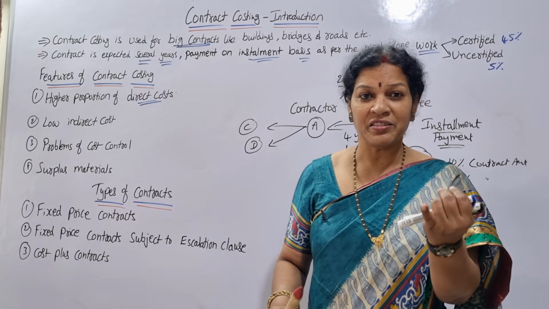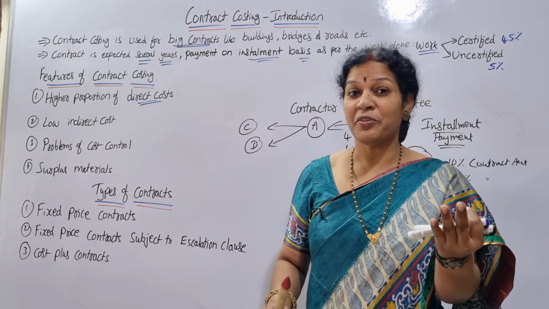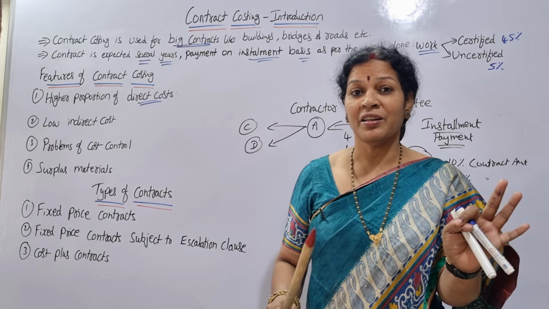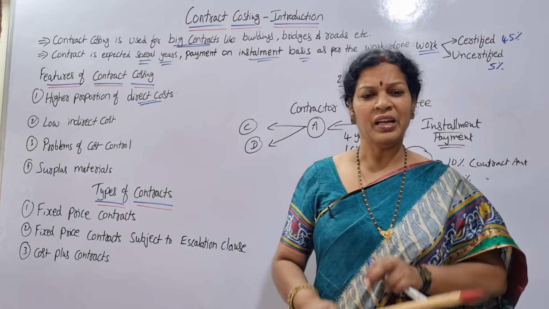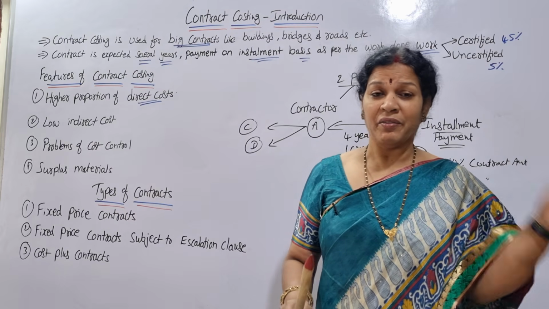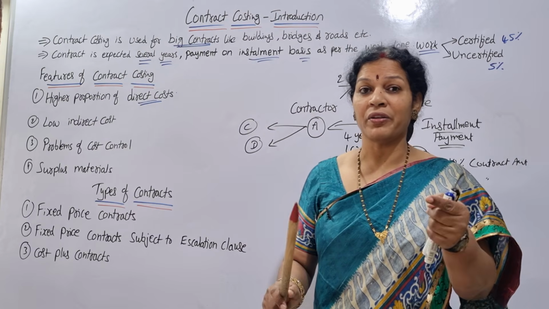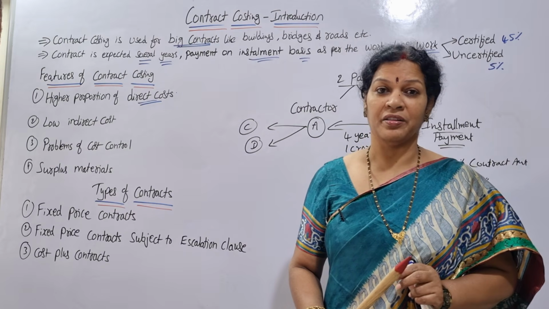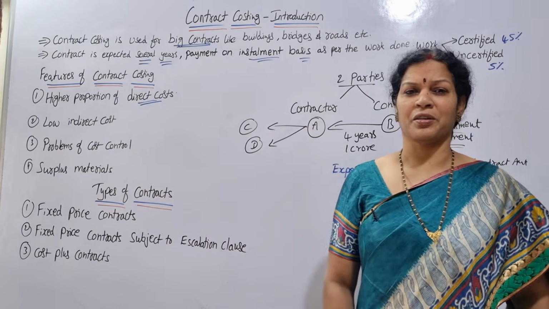For example, advertising expenses, salaries paid, auditor fee paid. These kinds of things are not related to our contract account. These are all purely indirect expenses. We don't consider them. We consider those indirect expenses where a proportion of direct expenses is included. Are you getting it? Now next one is problems of cost control.